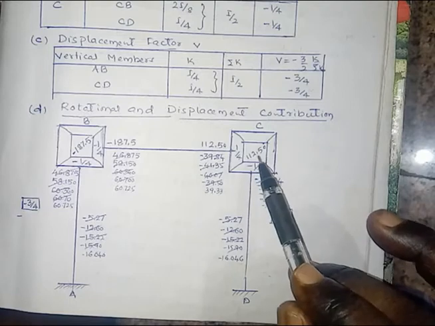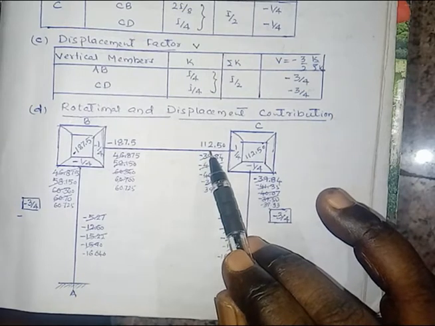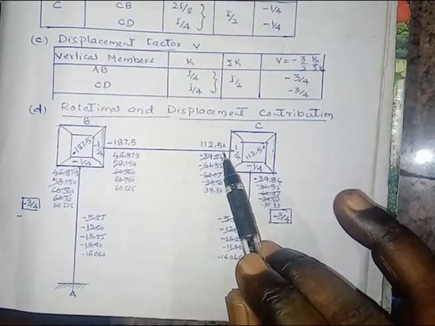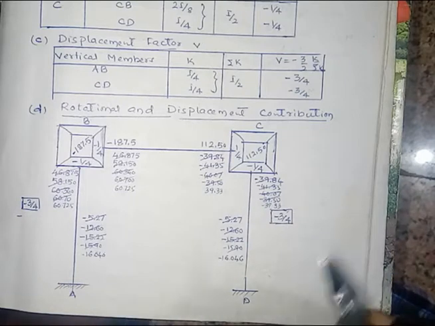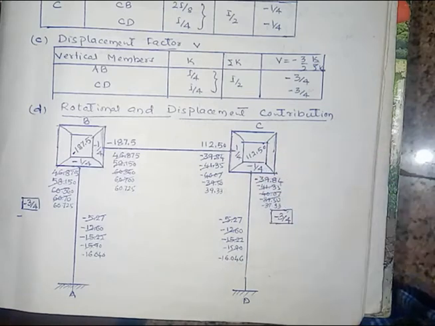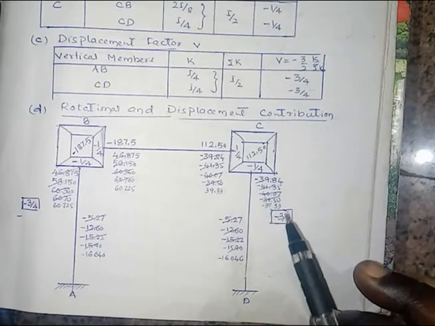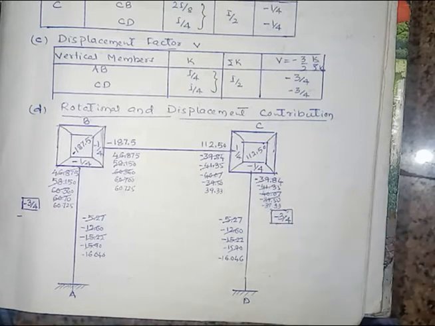Similarly, at this joint again two members are connected, one is CB and one is CD. Here we have calculated MFCB, that is 112.50 kilonewton meter. For the vertical member CD, the fixed end moment is 0. Therefore the sum of the fixed end moments is 112.50, which we have written inside the inner rectangle. Then the rotational factor for the vertical members is minus 1 by 4 for CB and minus 1 by 4 for CD.